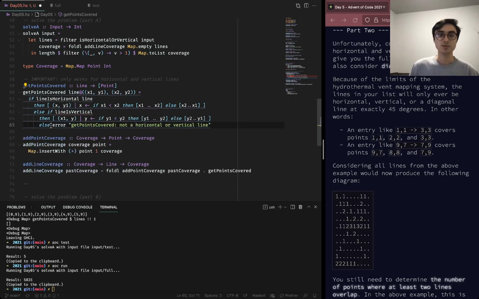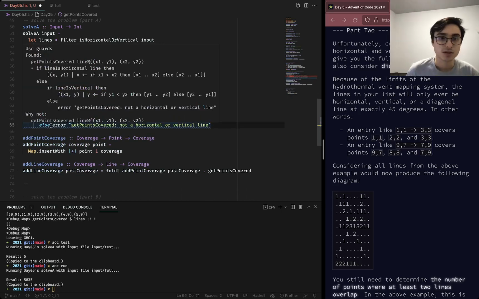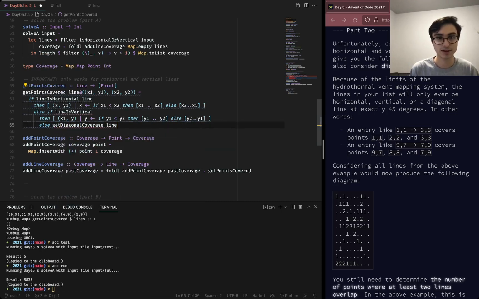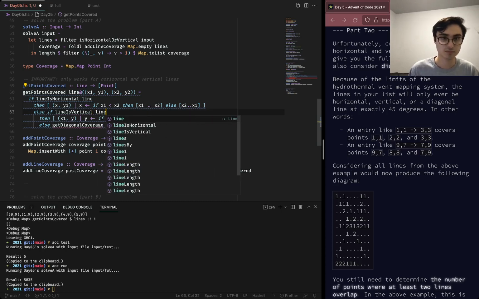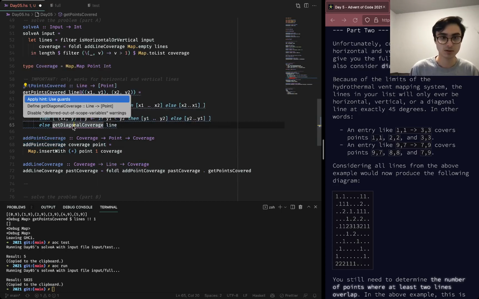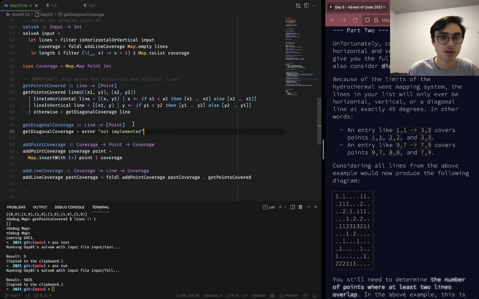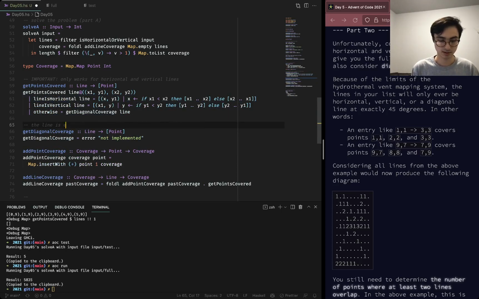Okay. And then we need to figure out how to do a diagonal line. So, else, get diagonal coverage line. And you want me to use guards. Great, that is better. Okay. Get diagonal coverage. The line is exactly 45 degrees. Let's see if you can help me out here.